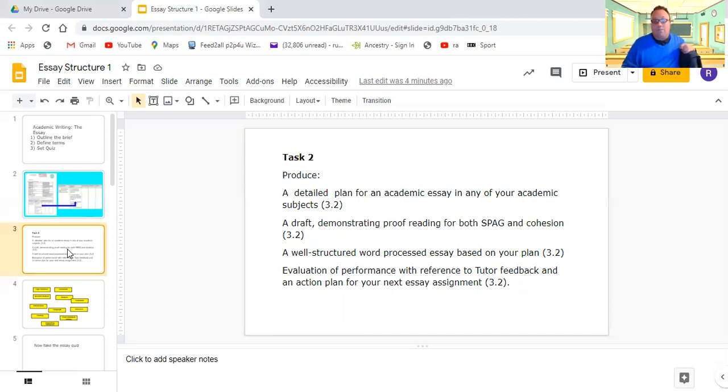The last part is to produce the final piece of work, a word process essay based on your plan, and then evaluate the process. Like all the other things we do in study skills, evaluation and reflection are very important. Look at what worked, what didn't work. Combine into that analysis your tutor feedback, and then write a plan of action, 5 points of things you should do for the next time you write an essay.